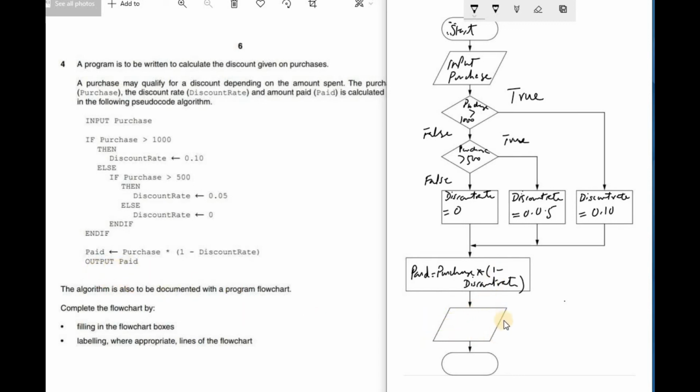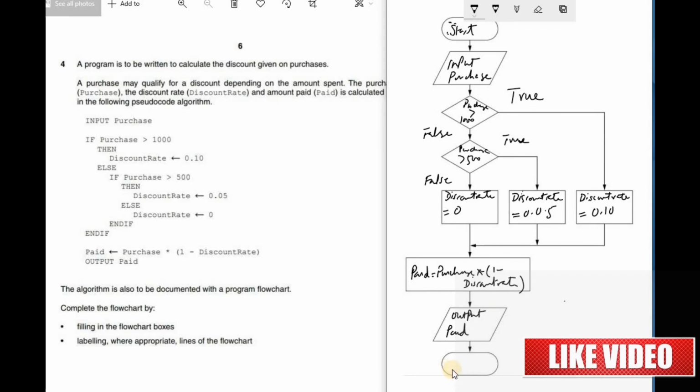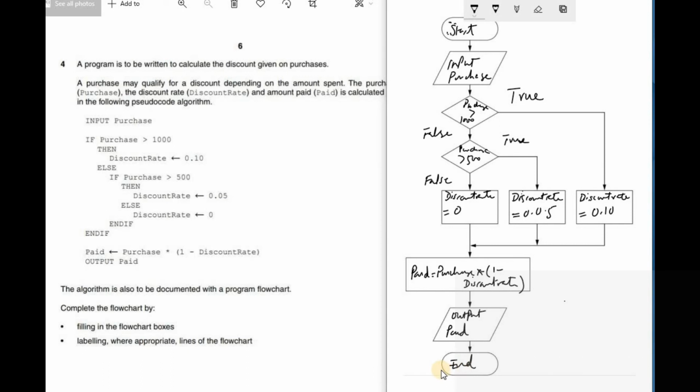You see, this one is also a parallelogram. So here we will write output paid, right? So now we have filled the whole flowchart. The last symbol is showing the end of the program or algorithm. Here we will write end. So this is how this question will be solved. I hope that this will help you understand the algorithms and flowchart. Thank you very much.